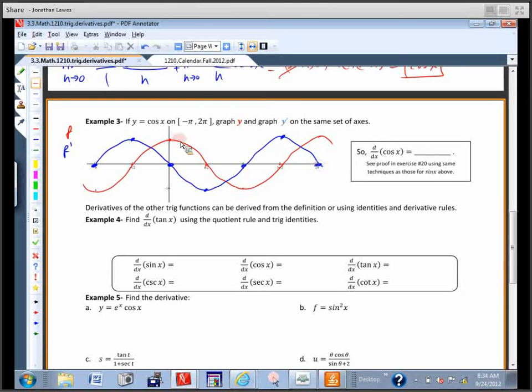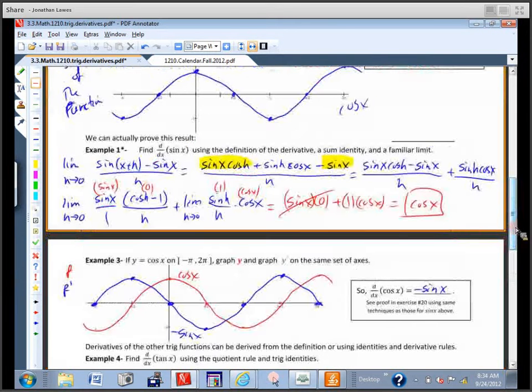So if the red one is the cosine, that's the original function, and its derivative is the blue one, what does the blue one look like? It's going to be negative sine of x. So the derivative of cosine of x is negative sine of x. Okay. There's an exercise where it actually has you go through and prove it. You do something very similar to what we did here using a sum and difference identity.